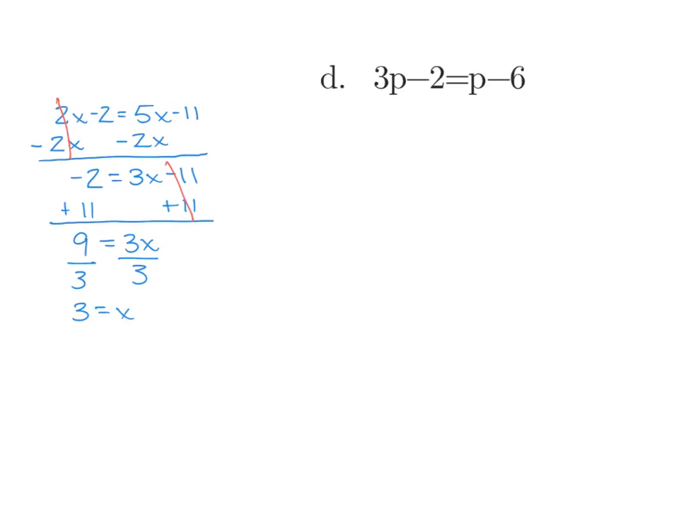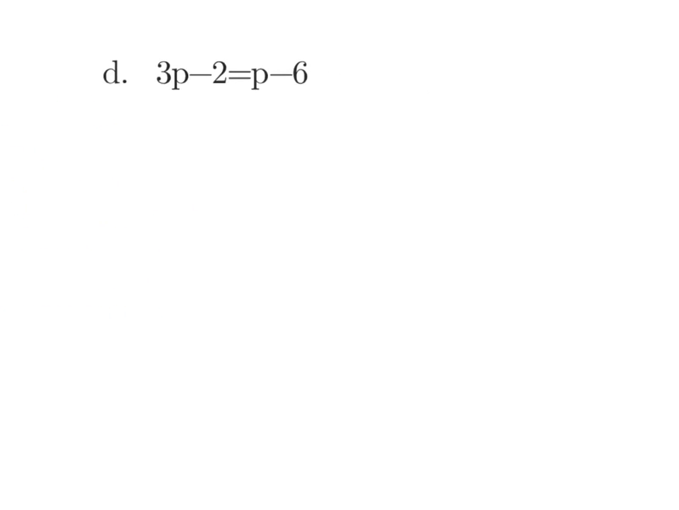Let's try one more example. We have 3p minus 2 equals p minus 6. So for this one, whether we want to move our variables to the left or we want our variables to be positive, it's going to be the same thing. So I'm going to subtract p from both sides. On the left, we get 2p minus 2. On the right, my p's cancel, and I'm left with negative 6.